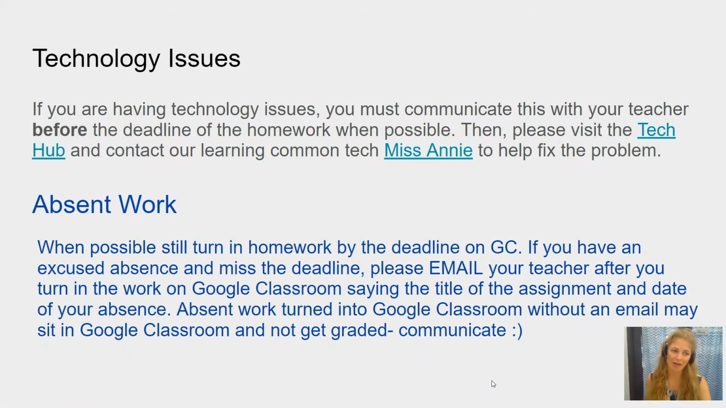If you have any technology issues, please communicate those with me, your teacher, before the homework deadline if possible. I can be compassionate and helpful, but not if I don't know what's going on. If there's a tech issue that I can't help you with, or it's something that is not really math related, please visit the Tech Hub. That's a really good resource for figuring out Aries and other school apps like that. And then Miss Annie, our Learning Commons Tech, is a wonderful resource to help you out.